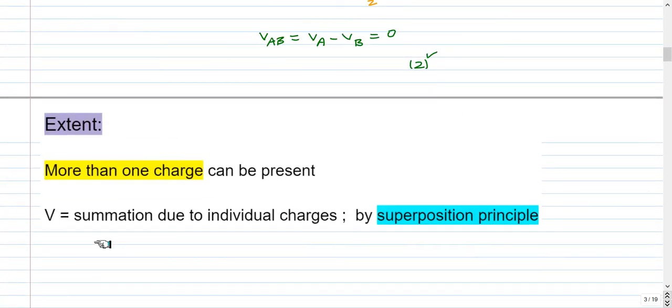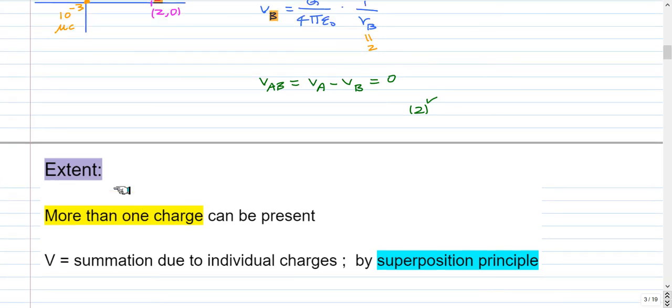This question can be extended for more than one charge being present, and the potential will be the summation of potential due to the individual charges. This is by superposition principle.